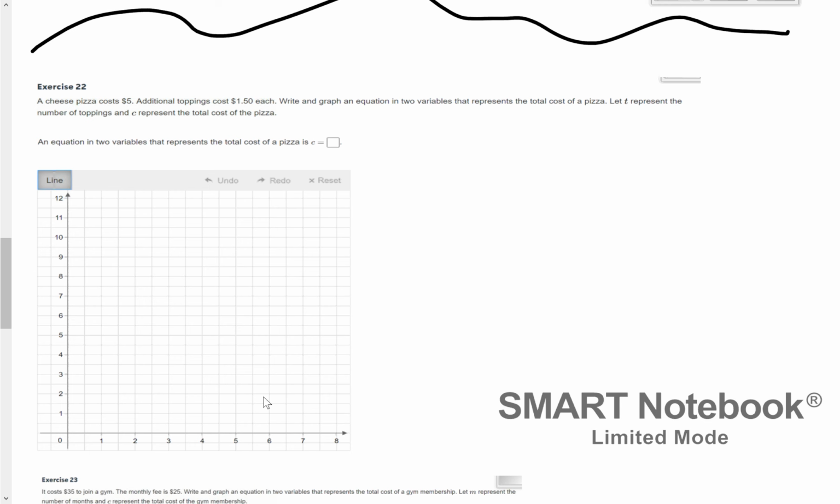Okay, the equation is C equals, so that means C is our Y, because the cost is going to depend on how many toppings we get. And then instead of an X, we're going to put a T for toppings. All right, so we have $5 that we're going to pay. So if we get 0 toppings, we're going to pay $5. I always like to set up a table. It just helps me out. 0 toppings.